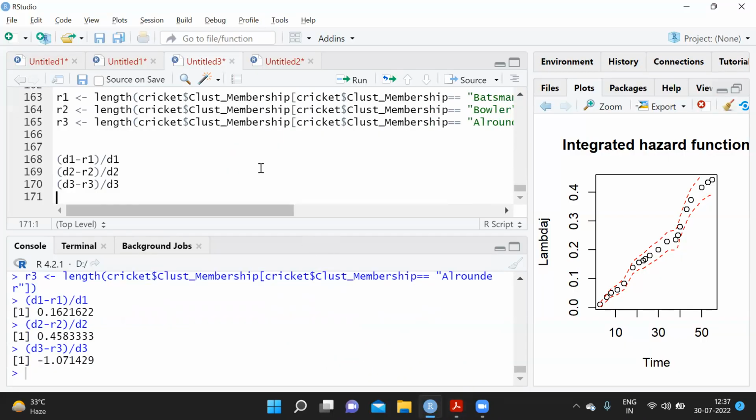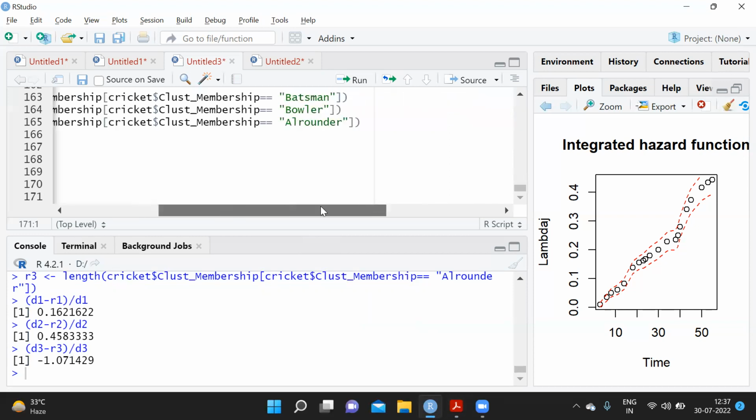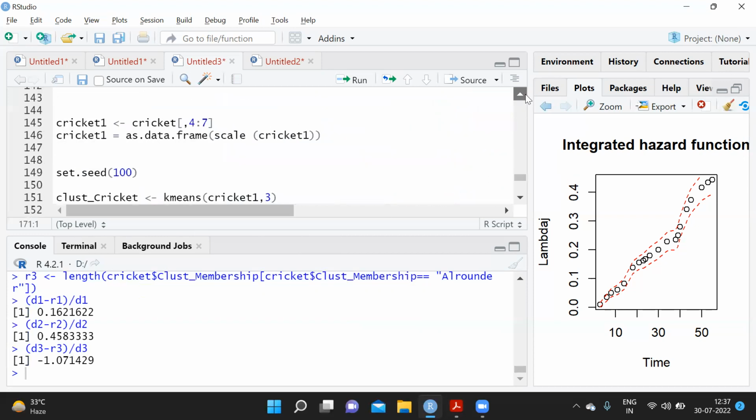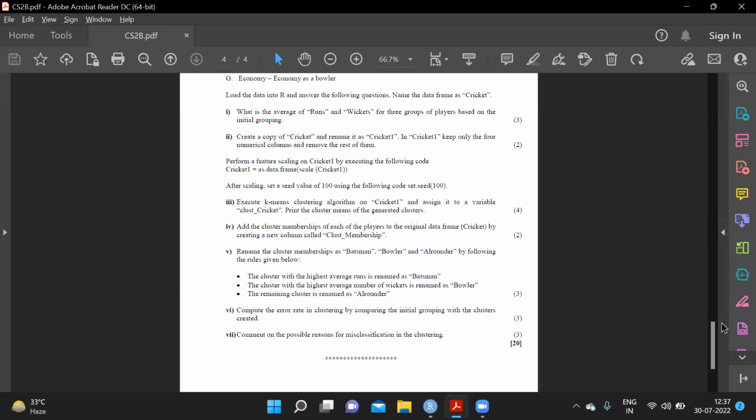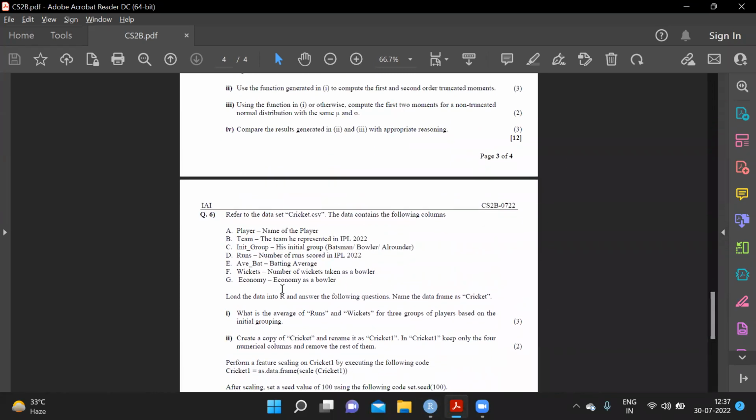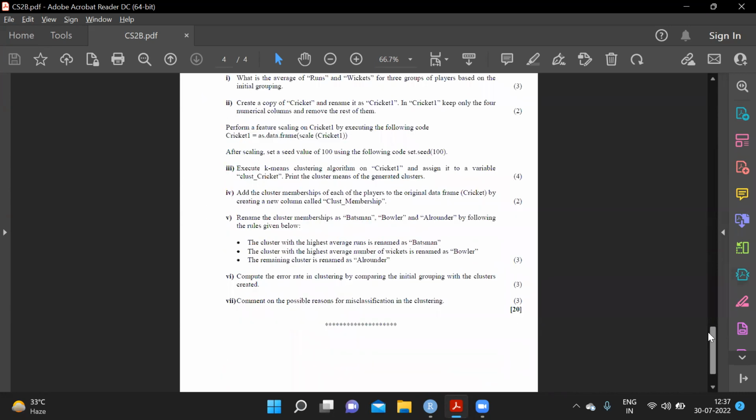The reasons may be because only wickets and only runs have been considered. We did not consider any other variables. Of the last four variables, we did not consider the batting average, the number of runs, or the economy. We just did it based on the average number of runs and wickets we calculated, which is completely wrong. We cannot do it on these bases. So that is why there can be misclassification in the data.